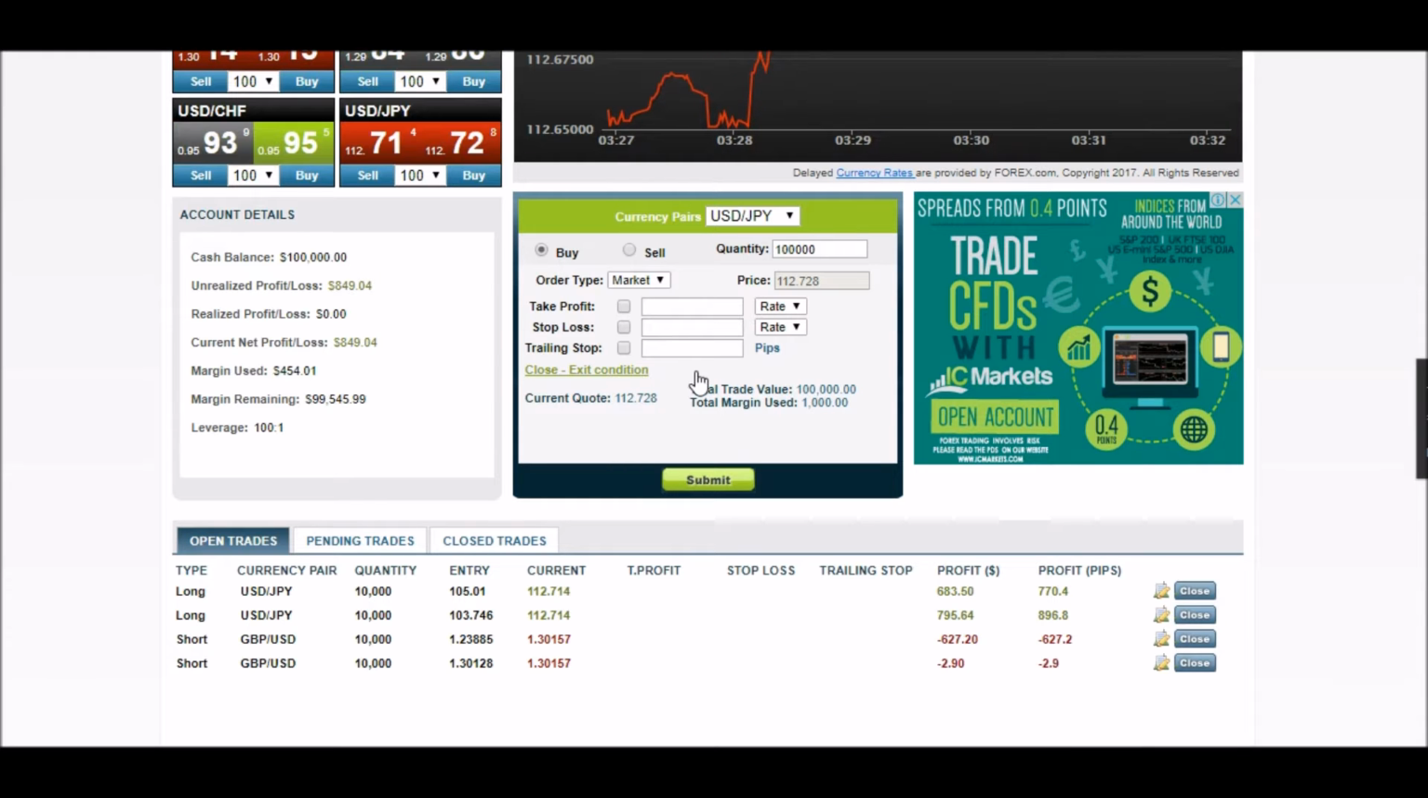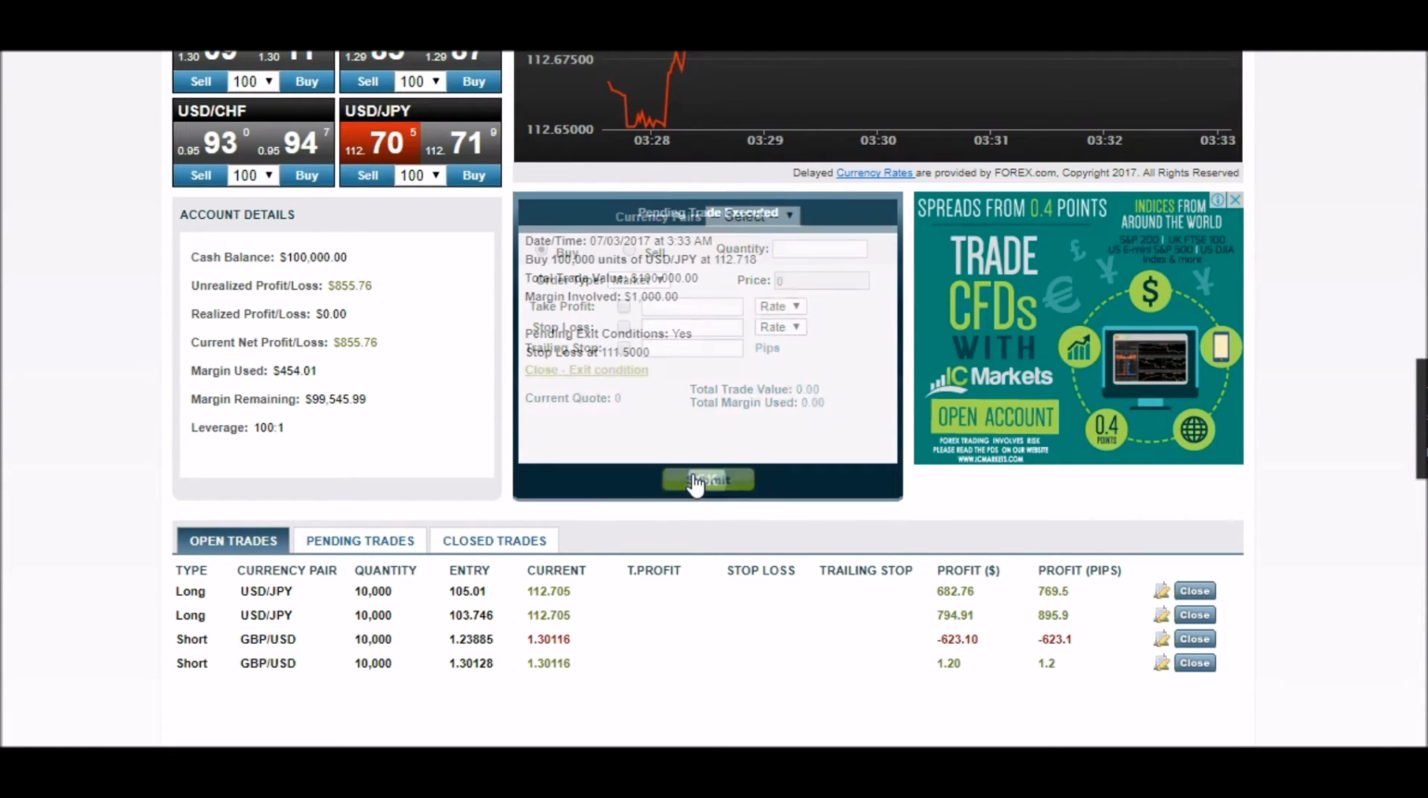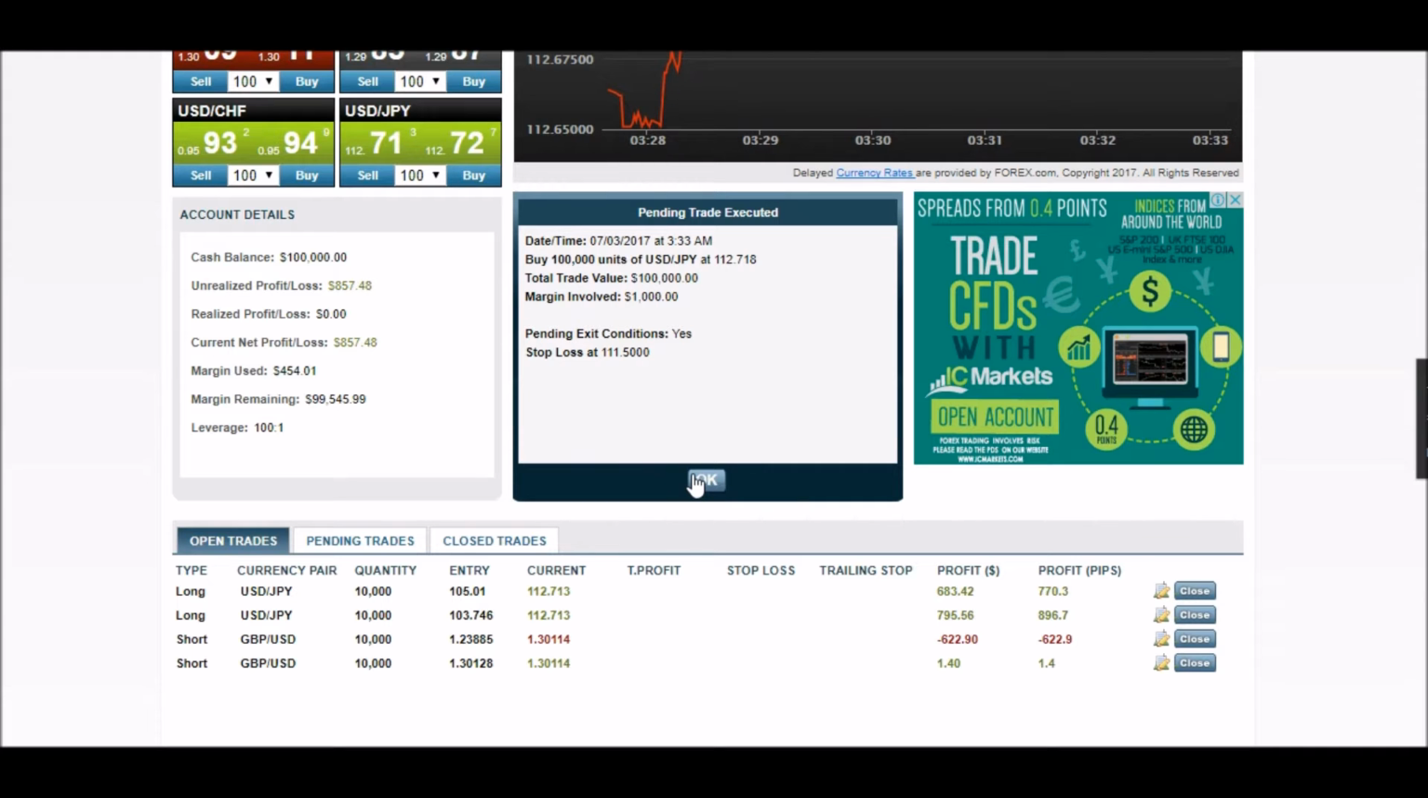So let's buy $100,000 of yen at the current market rate with a stop loss below the neckline. Let's leave it at 111.50. Now we have a choice between leaving it at a rate or by the number of pips. Let's assume you want to stop loss 100 pips lower. We submit this and we see that in our open trades we've got a new position, $100,000 of yen at 112.72, the current market rate, with a stop loss at 111.50.